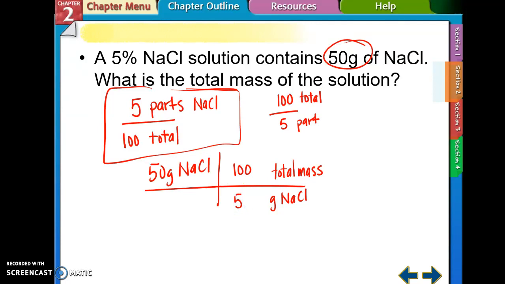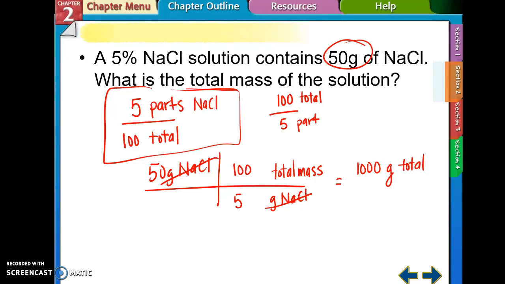So because of that, then I'm going to do 50 times 100 and get 5,000, and then divide that by 5 and get 1,000 grams total. So the reason I did that is that cancels out my mass of sodium. I can go back and check it, and I can do 50 divided by 1,000, and when I multiply that times 100, it gets me 5%. So that is a 5% solution.